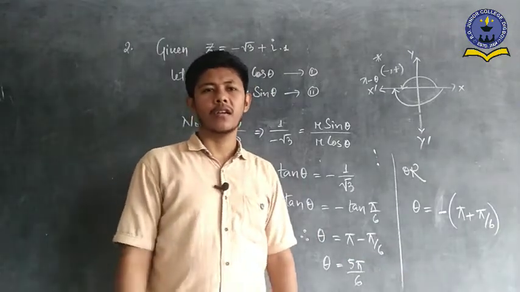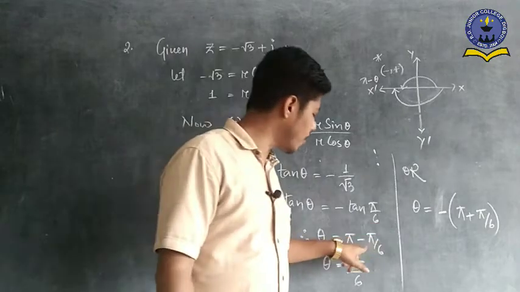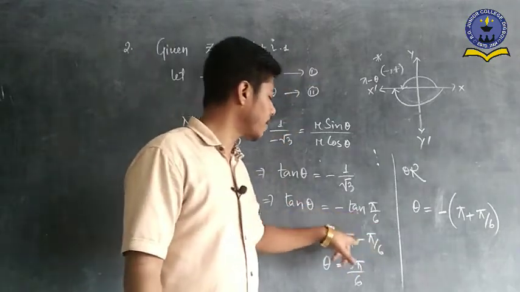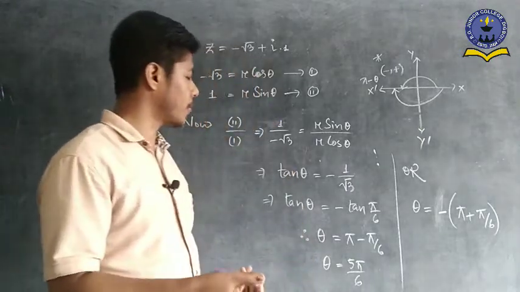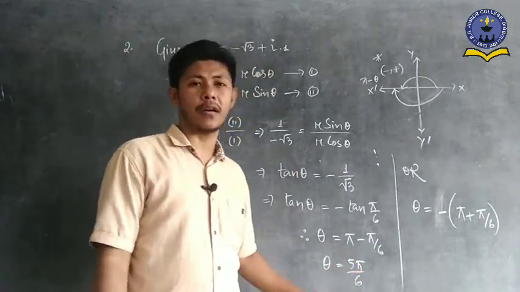Is it clear? In our last class we just discussed this one, but there we wrote 10 pi minus pi by 6, or in an earlier question. So that's why you have lots of confusion. I think now it is clear here.